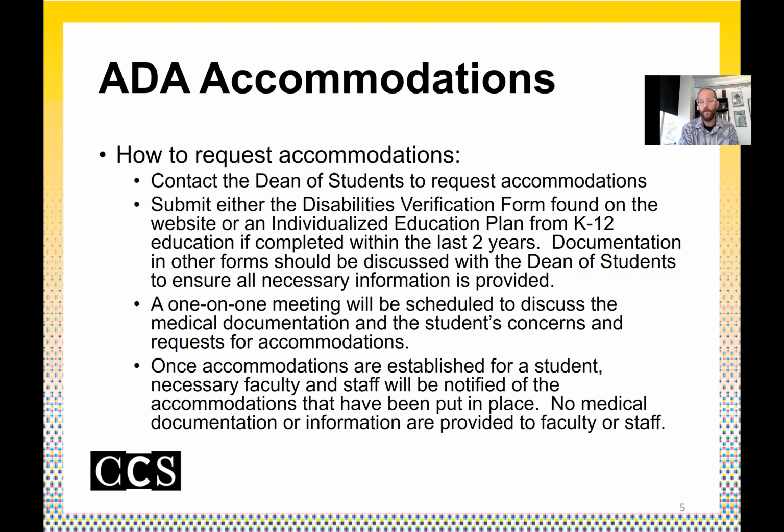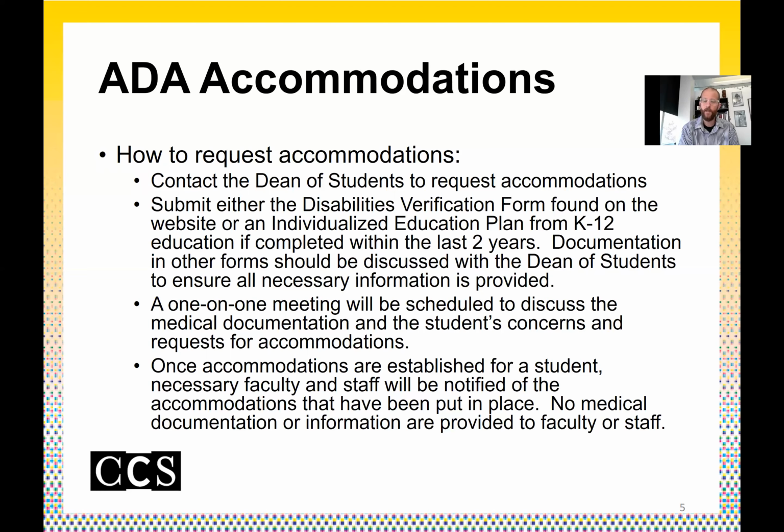504 plans may be acceptable. They often don't provide the necessary information. So if you do have a 504 plan, I would encourage you to reach out to me and discuss your 504 plan and provide me with a copy. If it provides enough information for me to put in place accommodations for CCS, that's all you'll need to submit. If your 504 plan does not include enough information for us to substantiate your disabilities and provide accommodations on campus, I'll discuss with you what additional documentation would be needed.